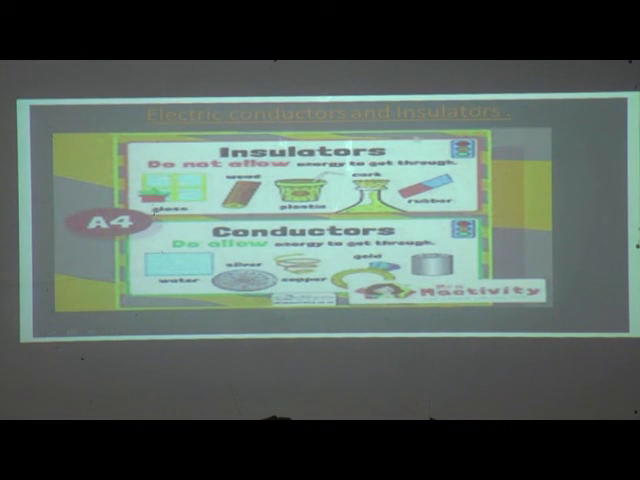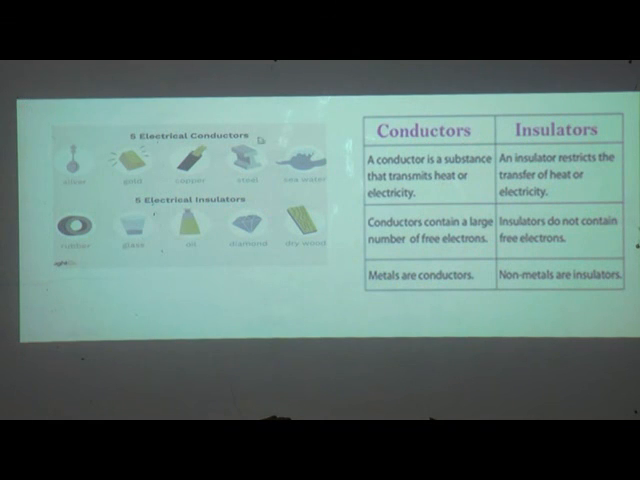Electric conductors and insulators. Insulators do not allow energy to get through. Examples are glass, wood, plastic, cork and rubber. These are the insulators. Conductors do allow energy to get through. Water, silver, copper and gold are conductors. Electrical conductors: silver, gold, copper, steel and seawater. Electrical insulators: rubber, glass, oil, diamond and dry wood.